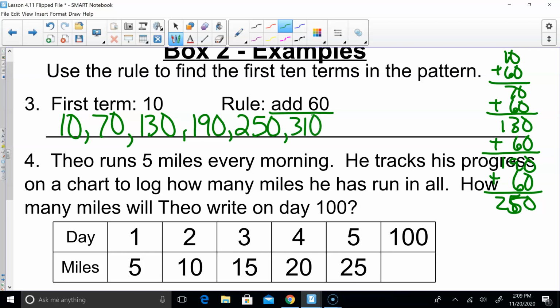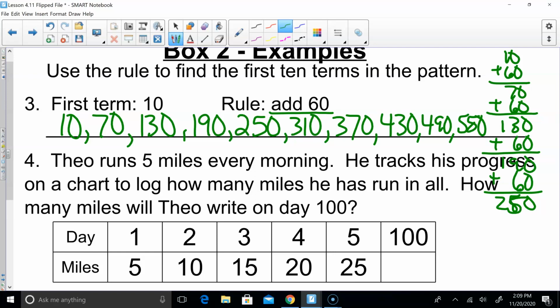So 310 is the next one, 370, 430. So I got 1, 2, 3, 4, 5, 6, 7, 8, 490. And 550. So those would be the first 10 terms of this rule following the pattern. So you can write those down as well.